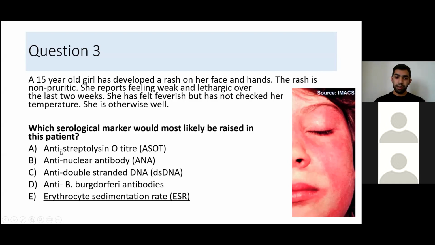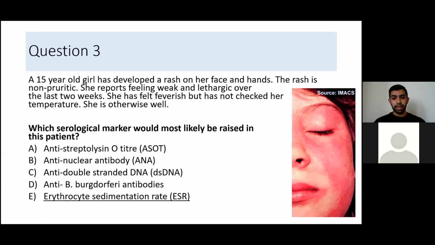So an anti-streptolysin O titer is for streptococcal infections. The ANA could potentially be raised, but not commonly, and that's more commonly seen in lupus. You also have to bear in mind that ANA is a non-specific antibody, and we have to consider what titer it is as well. Probably when you cover rheumatology and adult medicine, you'll learn a lot more about that. Anti-dsDNA is once again for lupus, and anti-Borrelia burgdorferi antibodies are for Lyme disease.